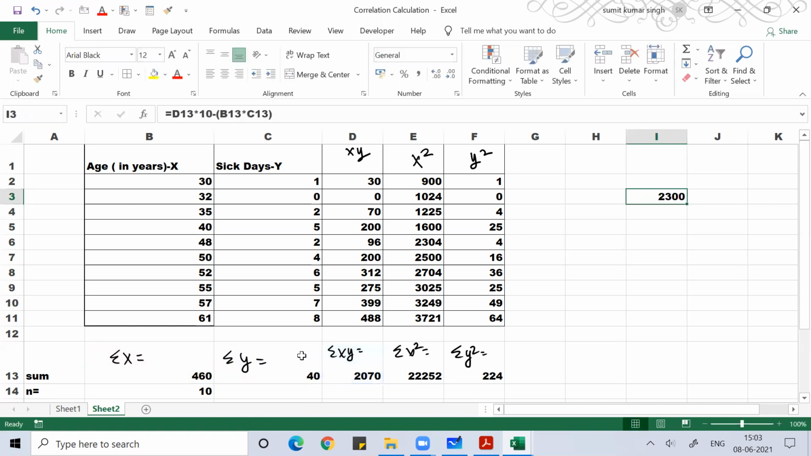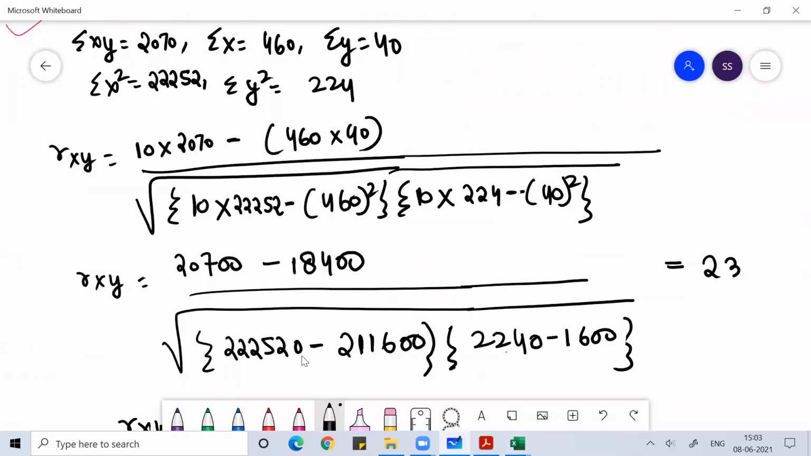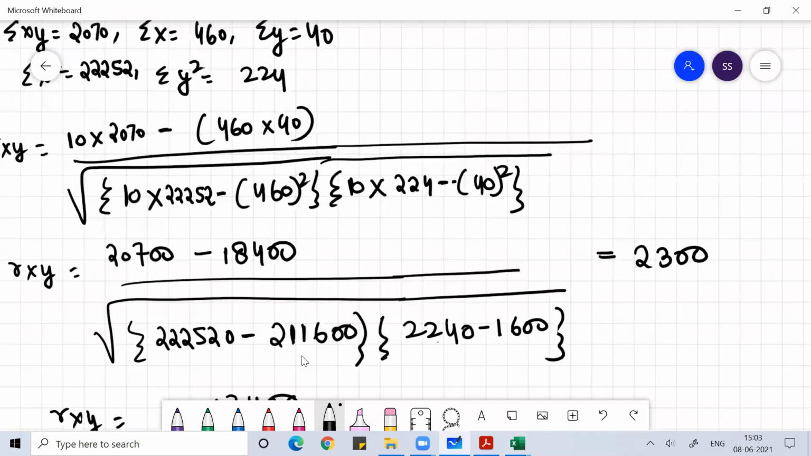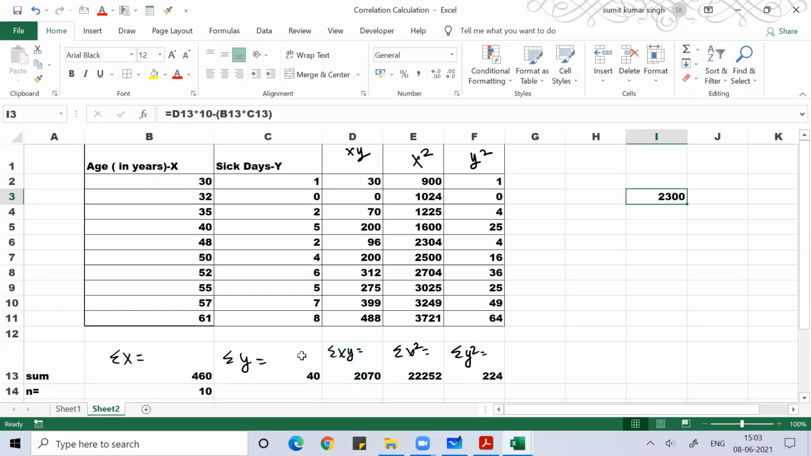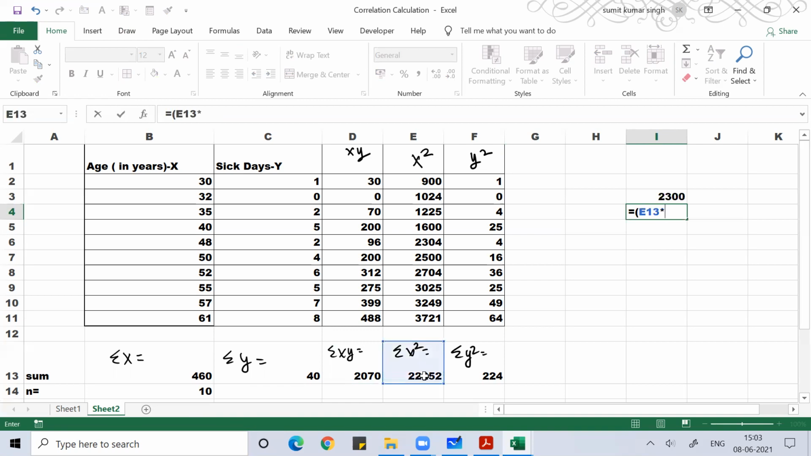This is 2300. This is 2300 divided by the denominator. So this is n summation of x square minus summation of x whole square. So n summation of x square minus summation of x whole square.